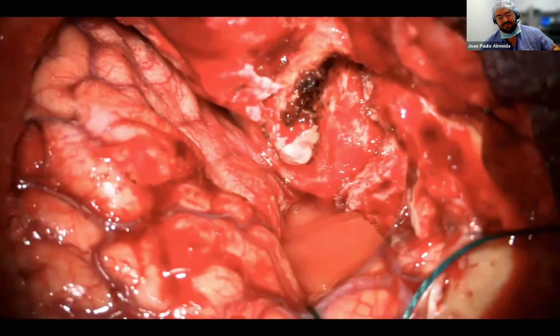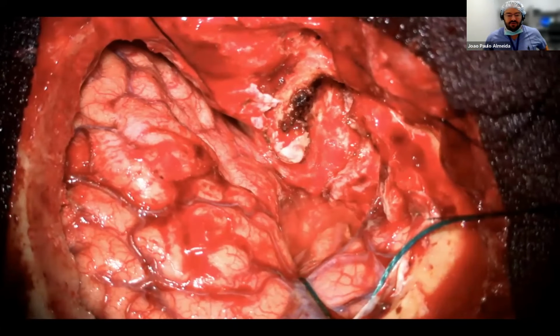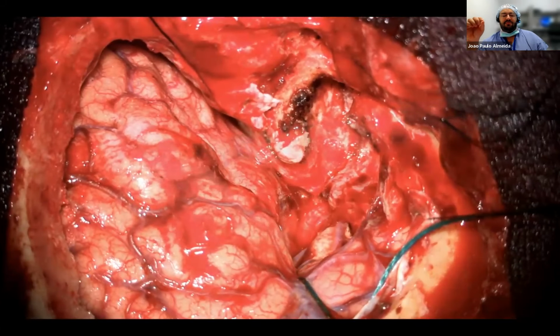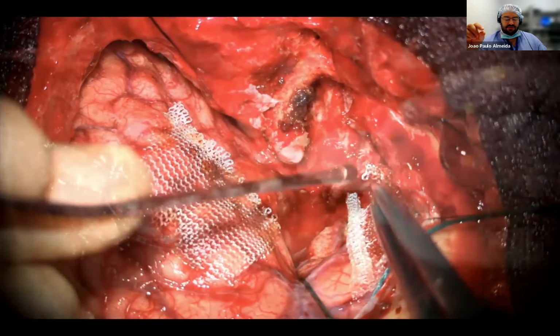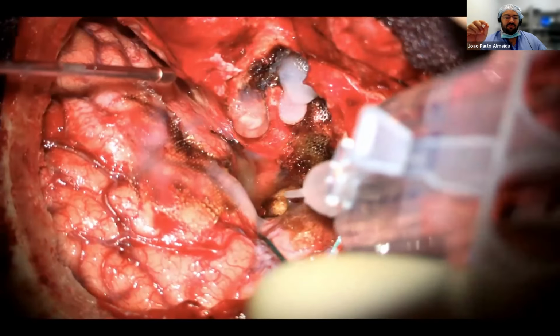Anyway, anyhow, this is just papaverine pledgets at the end. We left a microscopic amount of tumor around that superior trunk of the MCA to avoid strokes in that area. And then we proceeded with the reconstruction. You see some hemostasis and dura substitutes and closure. So that's it.